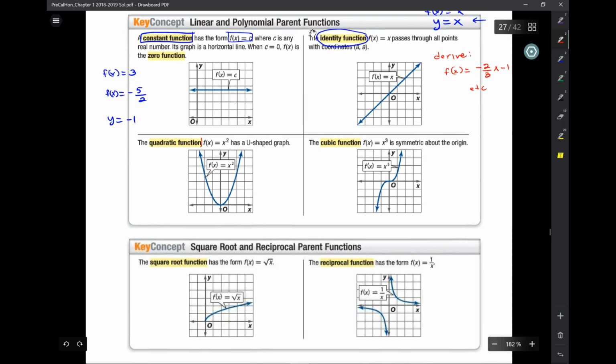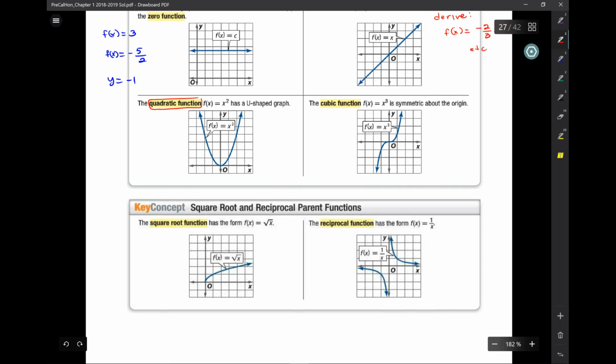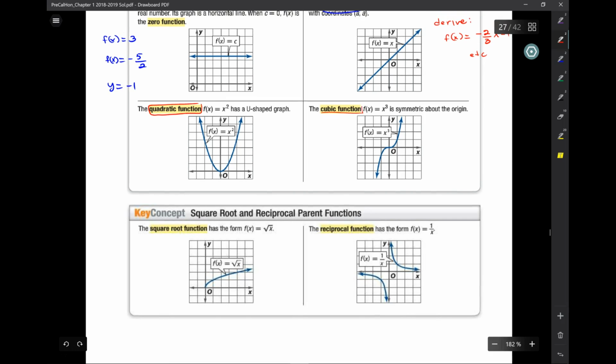Okay, we have the quadratic function. We know that. That's a parabola. We're all experts on graphing parabolas now. Cubic function. Okay? All right. So notice for the cubic function. Okay, so here are some things that I want you to know. Let's go back to the parabola, right? The parabola has the form x squared.